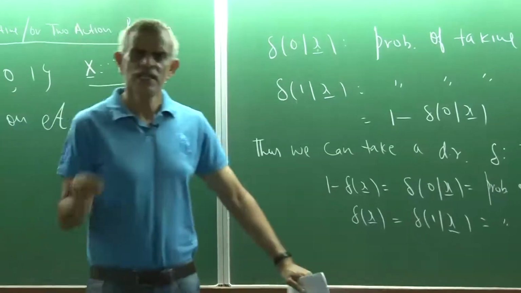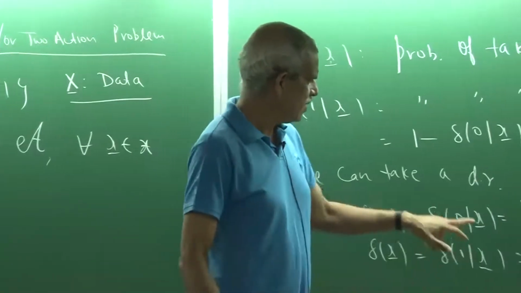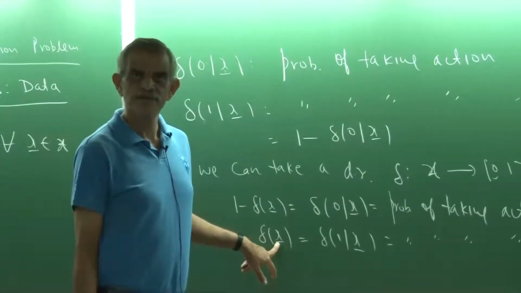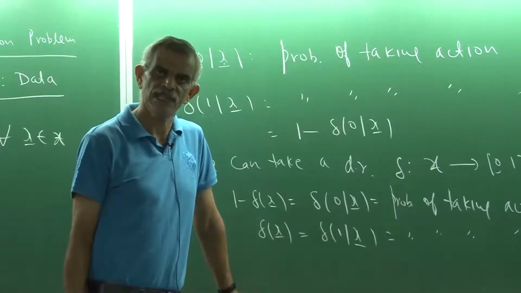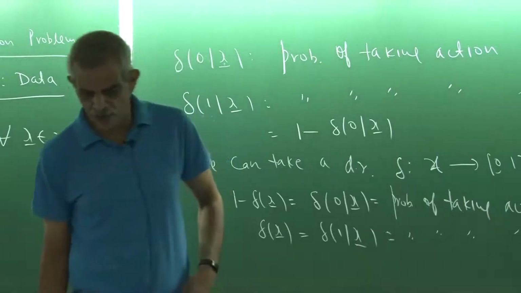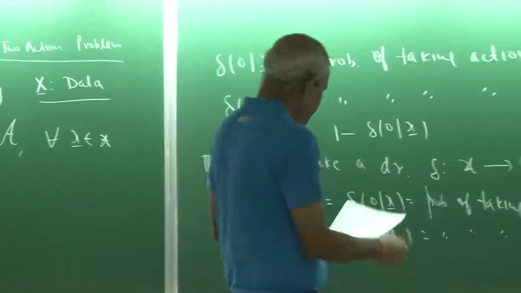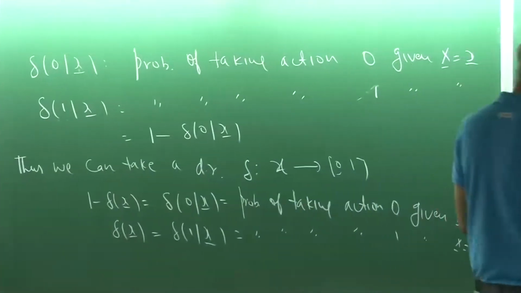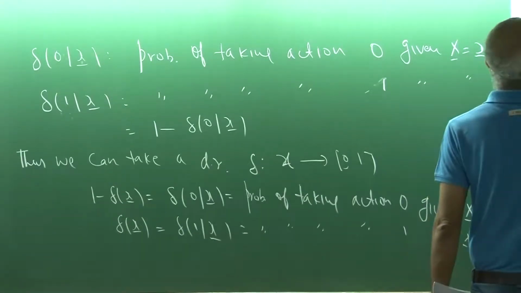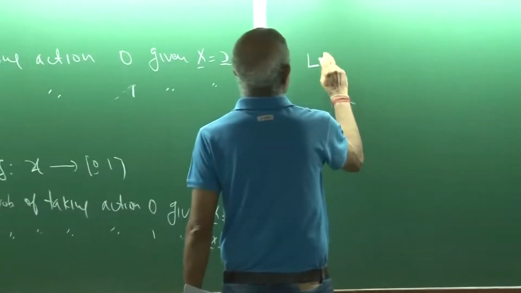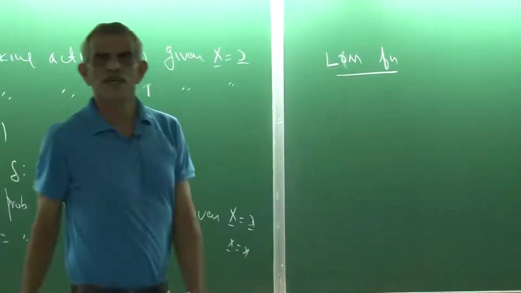So in other words, a decision rule delta is only a map from the sample space X to [0,1] such that delta x denotes the probability of taking action a1 given X equal to x, and 1 minus delta x denotes the probability of taking action a0 given X equal to x. Let us consider the loss function as usual. So I have the loss function L.